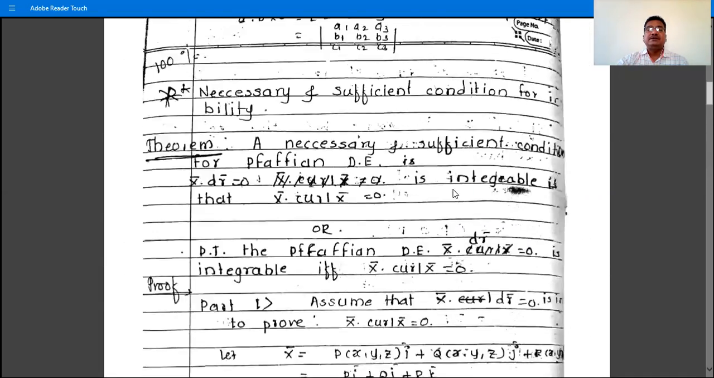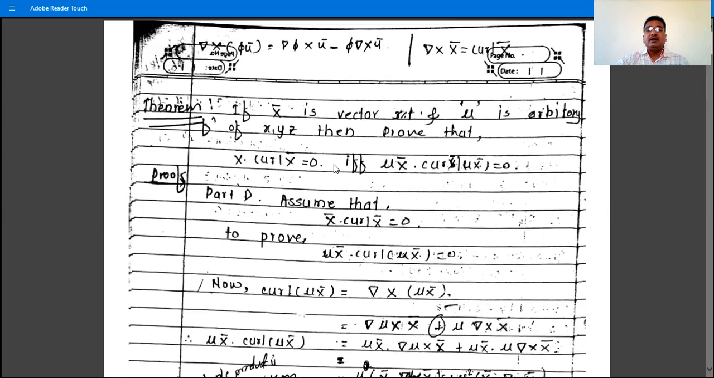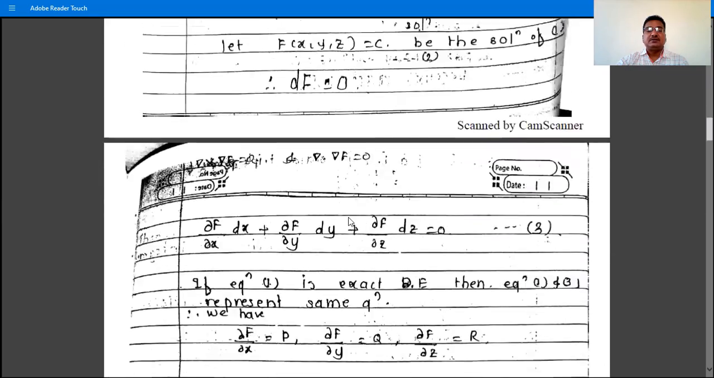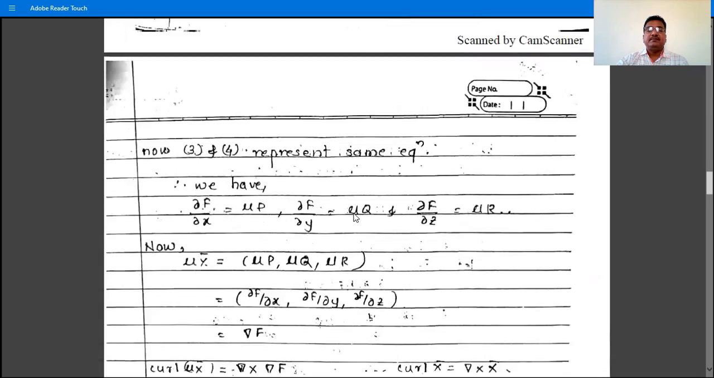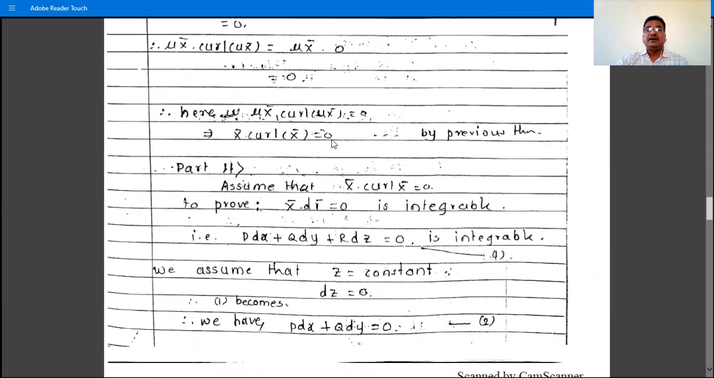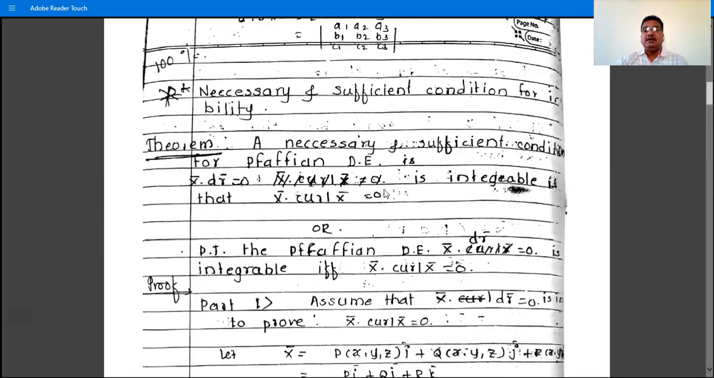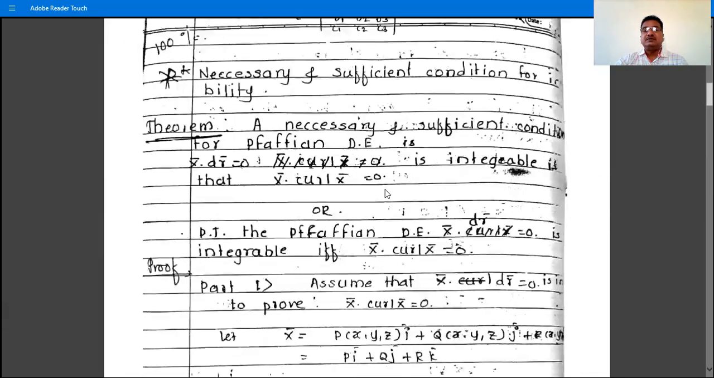What is the previous theorem? That X̄ dot curl X̄ is 0 if and only if μX̄ dot curl μX̄ is 0. That is, if μX̄ dot curl μX̄ is 0, then X̄ dot curl X̄ is 0. So by using the previous theorem, here we have μX̄ dot curl μX̄ is 0, and hence X̄ dot curl X̄ is 0. Hence the first part: if X̄ dot dr̄ is integrable, then X̄ dot curl X̄ is 0.